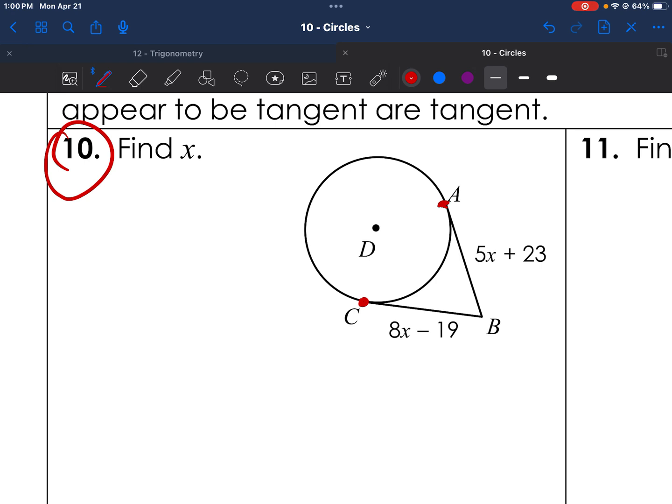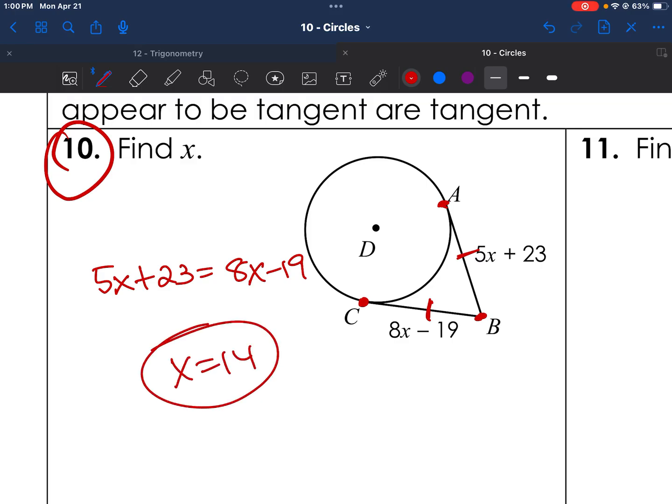So both of these tangent lines, AB and CB, are both reaching out to the same external point, point B. So according to the property we just talked about, that means these have to be equal. So if I'm finding x, I'm going to set these equal. 5x plus 23 equals 8x minus 19. We work it down, we're going to get x is 14.